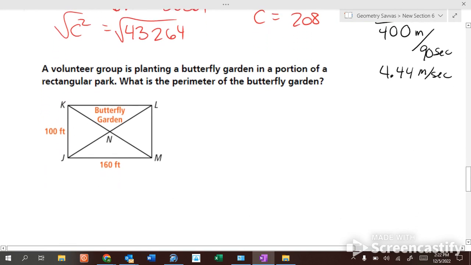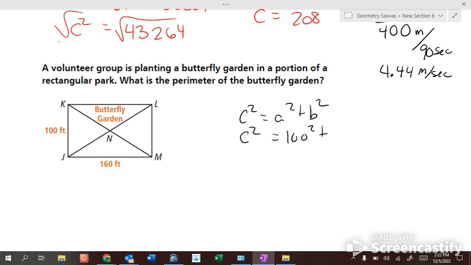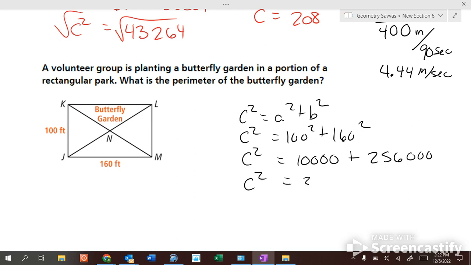So that works. A volunteer group is planning a butterfly garden in a portion of a rectangular park. What's the perimeter of the butterfly garden? Okay, again, Pythagorean theorem, right? C squared equals a squared plus b squared. C squared equals 100 squared plus 160 squared, or 10,000 plus 256,000? I don't know. Oh, good. So c squared equals 356,000. Take the square root. What's the square root of 356,000?